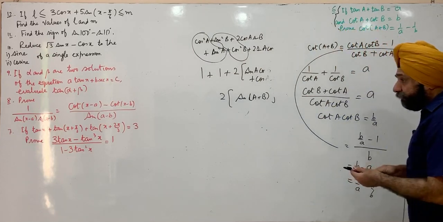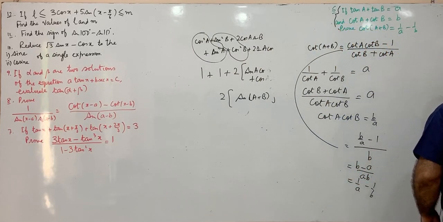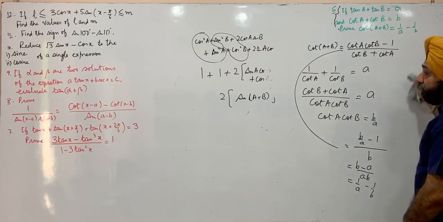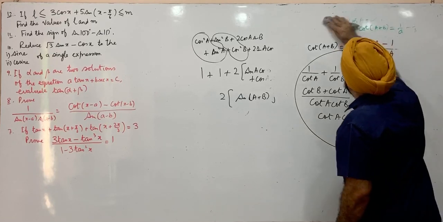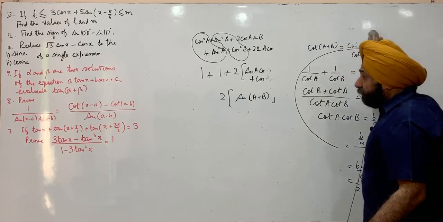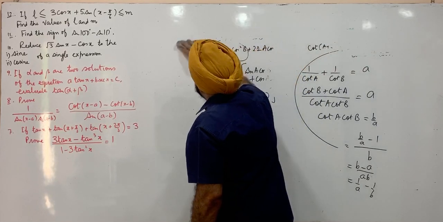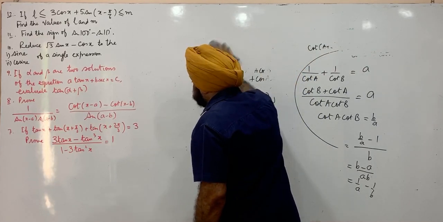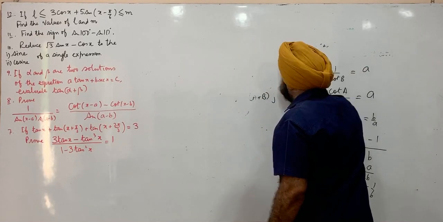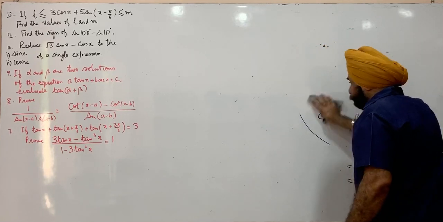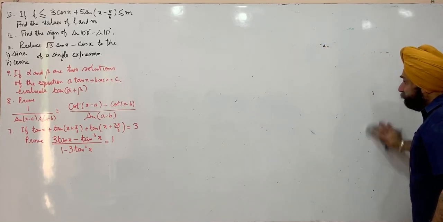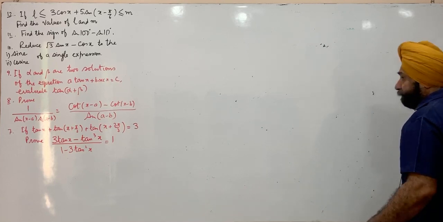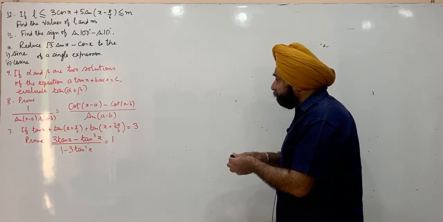Now the seventh question. We'll simplify the left hand side to get it equal to the right hand side. The given equation is tan of x plus tan of x plus pi by 3.